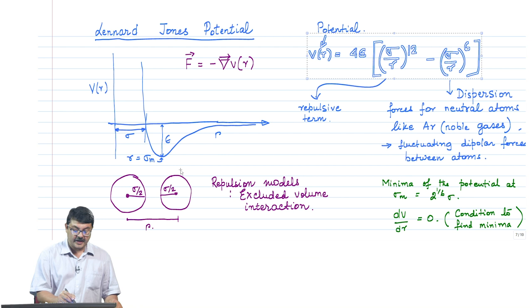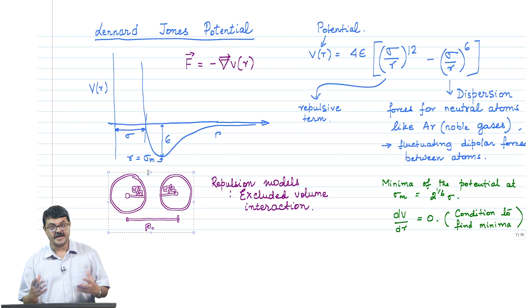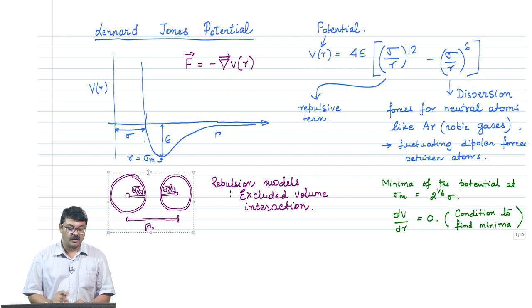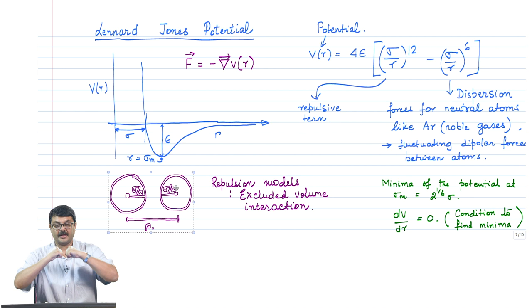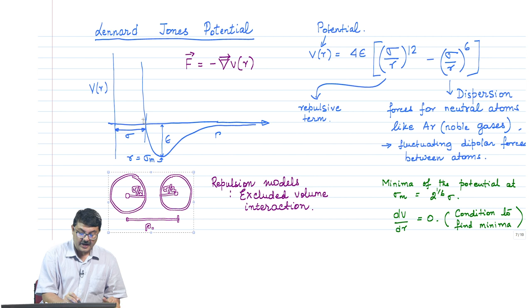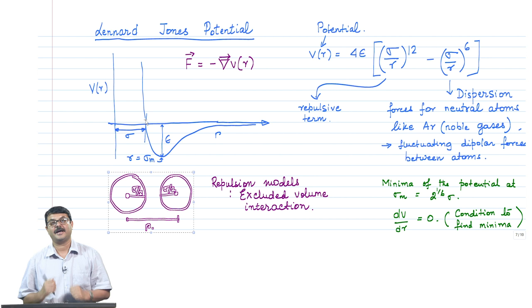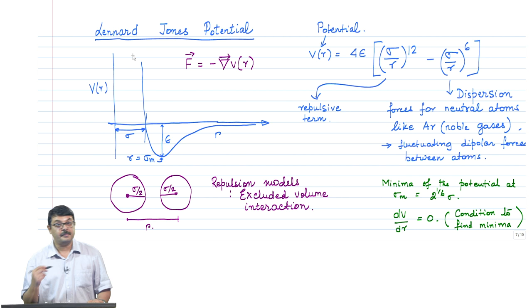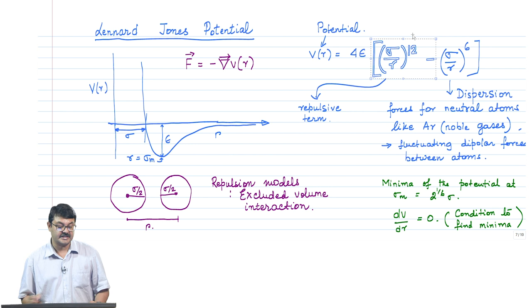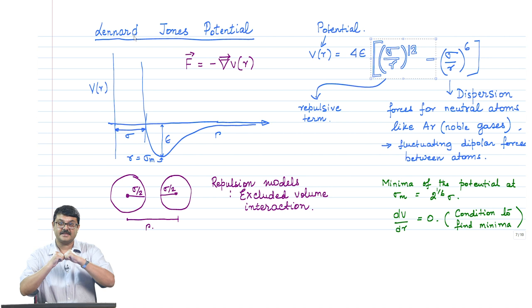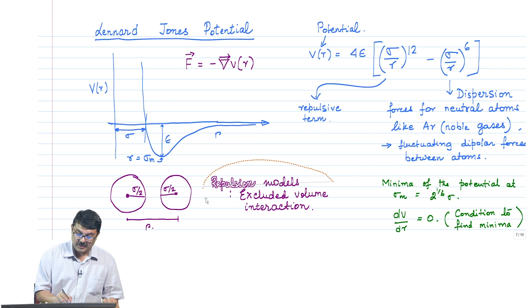Suppose that you had two particles, and you are calculating the interaction between them, and they were spherical particles of radius sigma by 2. When they touch, the distance between their centers would be exactly sigma, and at sigma you see that the potential is exactly 0. But as soon as the distance between particles becomes less than sigma, so basically less than the diameter, there is an extremely fast increase in the repulsive potential. Sigma by r to the power 12 is the repulsive potential, and it increases extremely fast as the particles start to overlap.